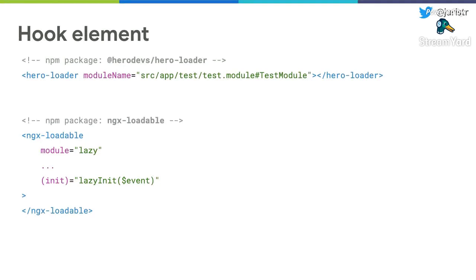And in fact, there are some libraries already out there, like the Hero Loader from HeroDevs or the NGX Loadable, which are quite popular libraries and they work quite well. And they all take that kind of approach. You have that hook component, you give it a module or a component name, and it will then instantiate whatever component you specify.